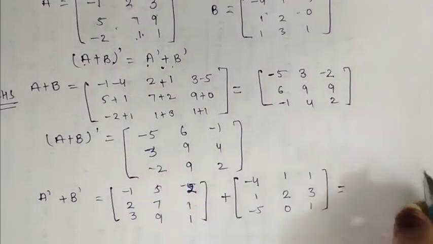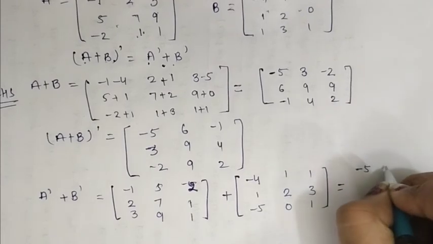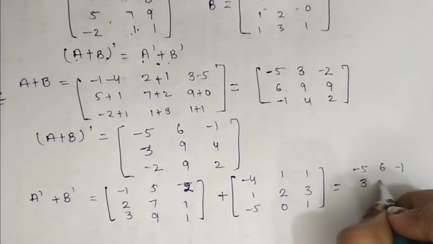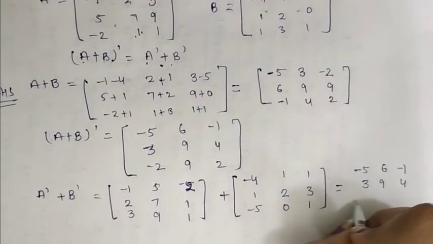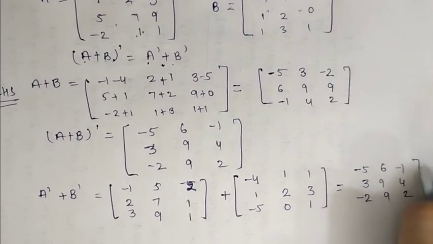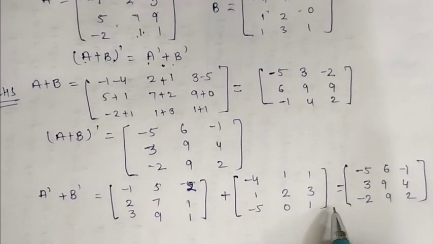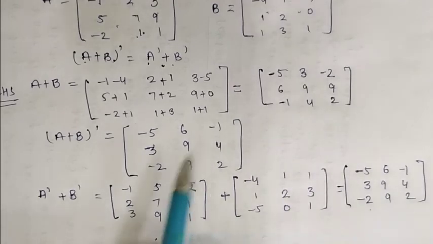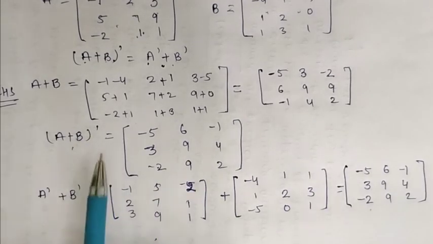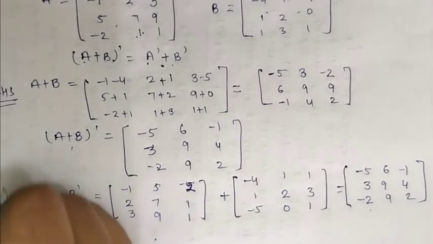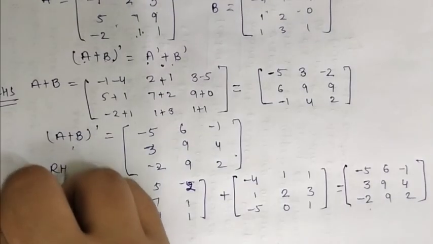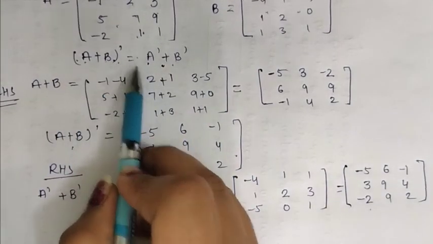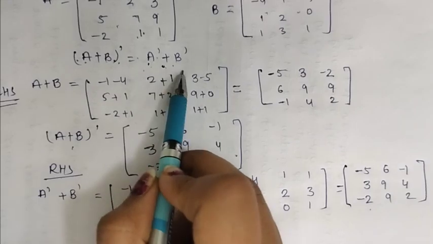Okay, when we add this we will get -5. Here we have 6, here we have -1, here 3, 9 and 4. Now we have -2, 9 and 2. So you can see that the addition we got after transposing the matrices individually is exactly equal to the transpose of the sum of the given matrices. This is the value we got for LHS, this is RHS. That means we have proved that (A plus B) transpose is equal to A transpose plus B transpose. Okay.